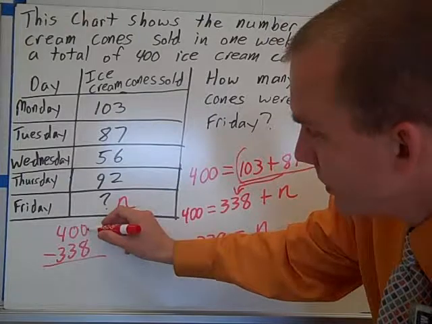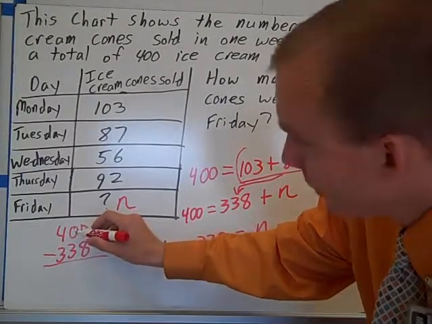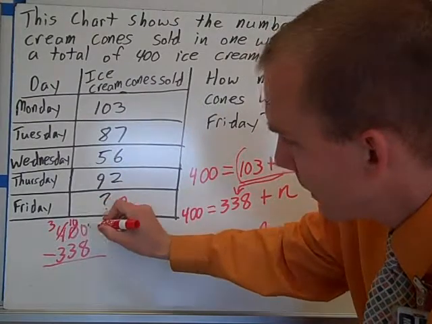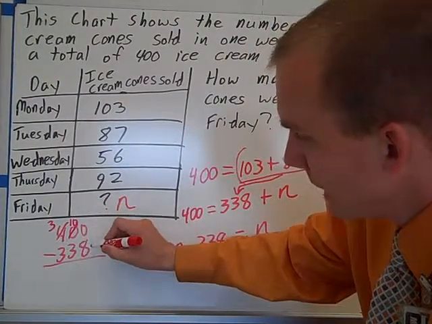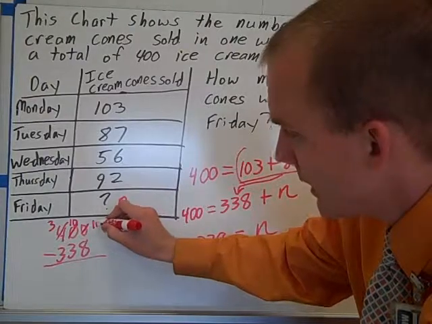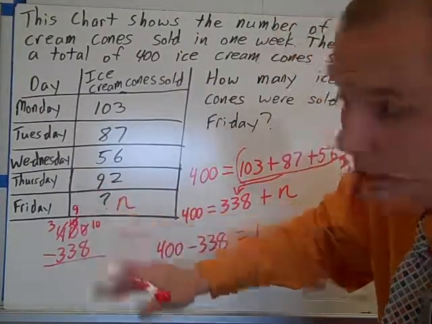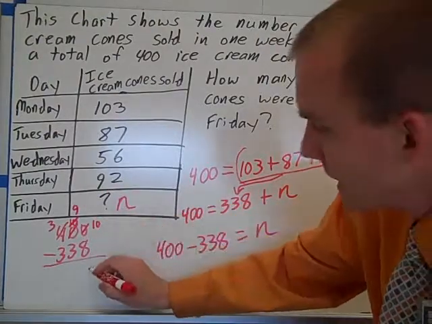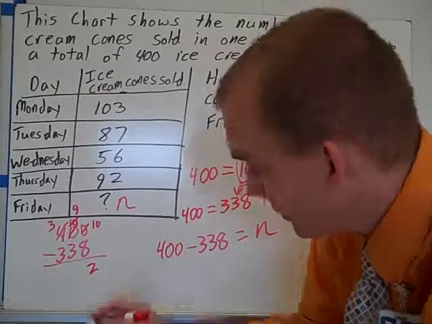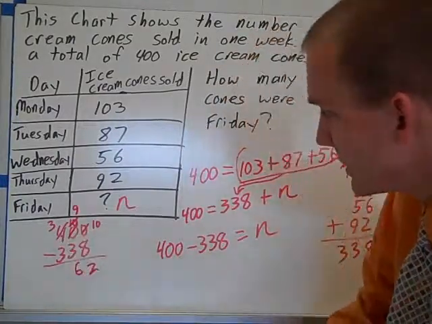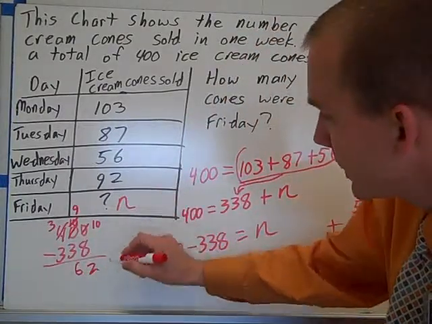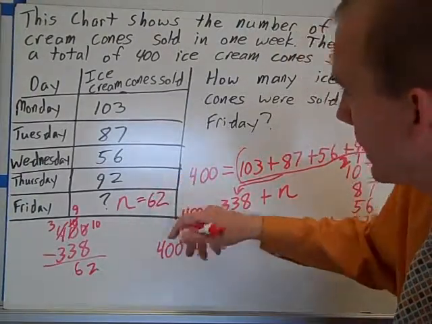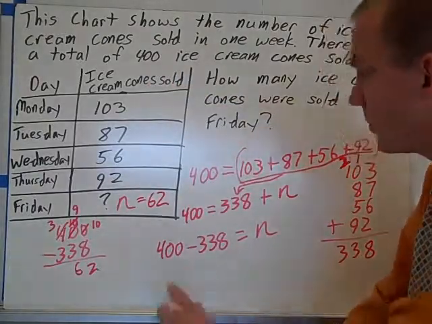0 minus 8 I can't do, need to regroup, can't borrow from the 0, have to go all the way to the 4, that becomes a 3. Now this 0 becomes a 10. Now I can start again. 0 minus 8, can't do, so I'll make this a 10, and this 10 will become a 9. I went up into the chart there just for space. So here's a 9, I have a 10. 10 minus 8 is 2. 9 minus 3, I can do that, that's 6. And 3 minus 3 is 0. So I end up with n equaling 62. I can just write that right in the chart. And that would be the number of ice cream cones sold on Friday.